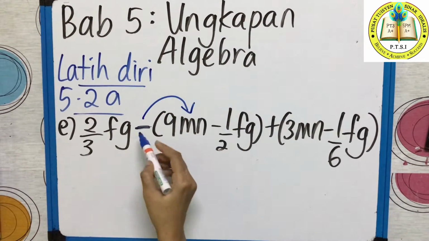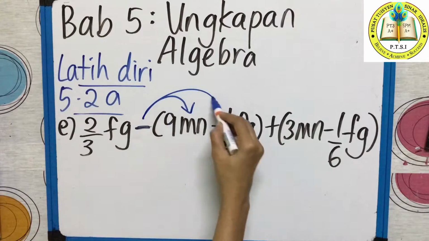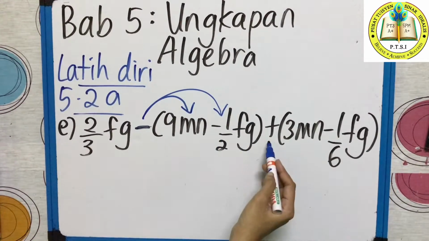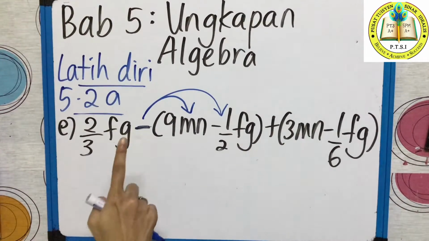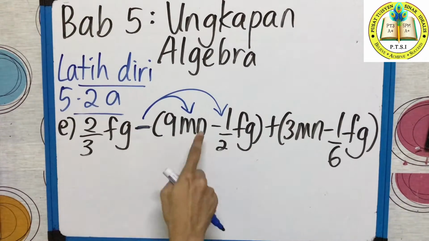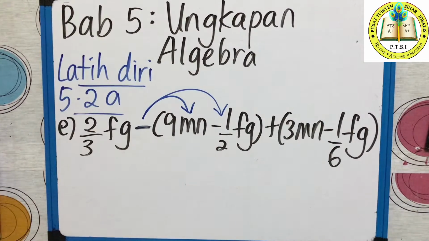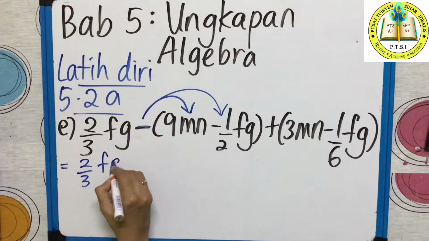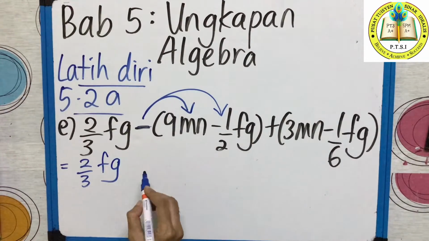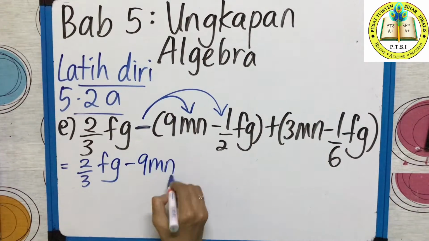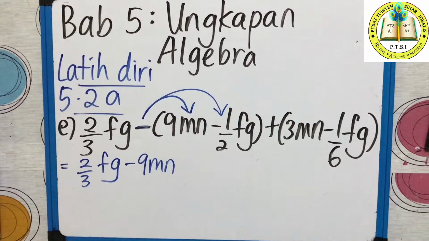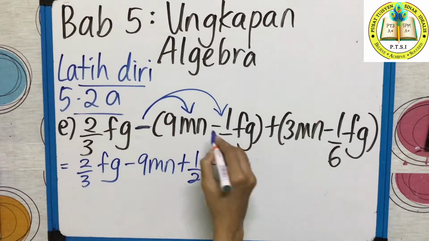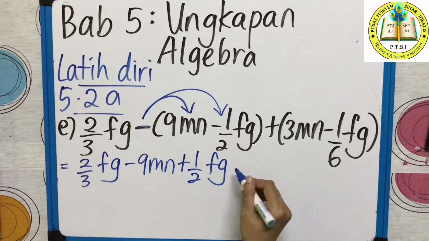Kembangkan. Negative times 9mn. Then negative times negative 1/2 Fg. Yang ni tambah tak perlu buat apa-apa. Kalau ada tolak or negative, then you have to kembangkan. You must expand. Okay, now teacher write it back. 2/3 Fg. Okay, negative times 9mn, negative 9mn. Negative times negative 1/2 Fg is positive 1/2 Fg. Sudah pun kembangkan. Okay, yang ni kamu turunkan.